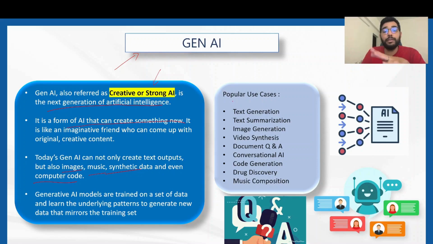Some of the popular use cases that you might have seen generative AI perform are text generation, text summarization, and image generation. So you see, it is generating new things. When you talk about a chatbot, you ask a question, and the answer is text generation. It generates text in the form of an answer, right? Then we have image generation, video synthesis, and document Q&A.